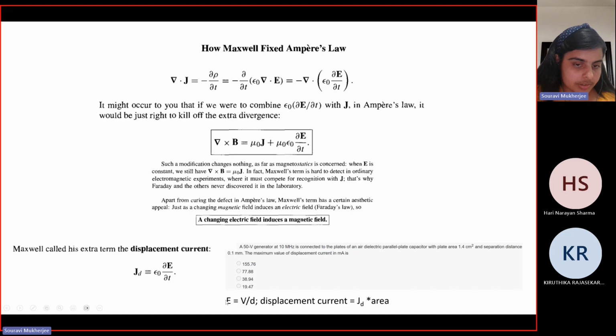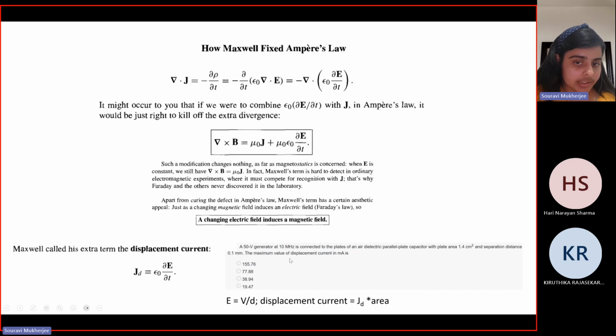And you know that electric field is related as V by d. Again, d is known. So now if you use that relation, you know that del E del t is nothing but 1 by d into del V del t. And what is del V del t? Del V del t will be, so you have a sinusoidal function, so you know how to do the derivative, right? So that will give you the expression of your J_D.